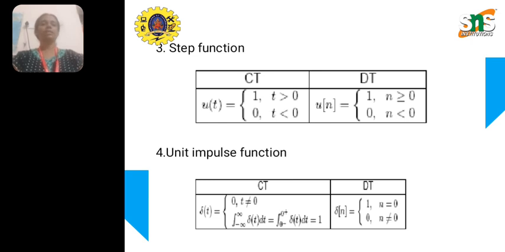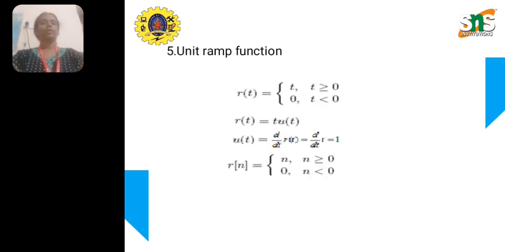Next is the unit impulse. The unit impulse is the case in which del of t is equal to 1 only at t equal to 0, or del of n is equal to 1 only at n equal to 0. In other cases it is 0. Next is the unit ramp function. It is represented as r of t. R of t is equal to t for all values of t greater than 0, and it is equal to 0 for t less than 0.